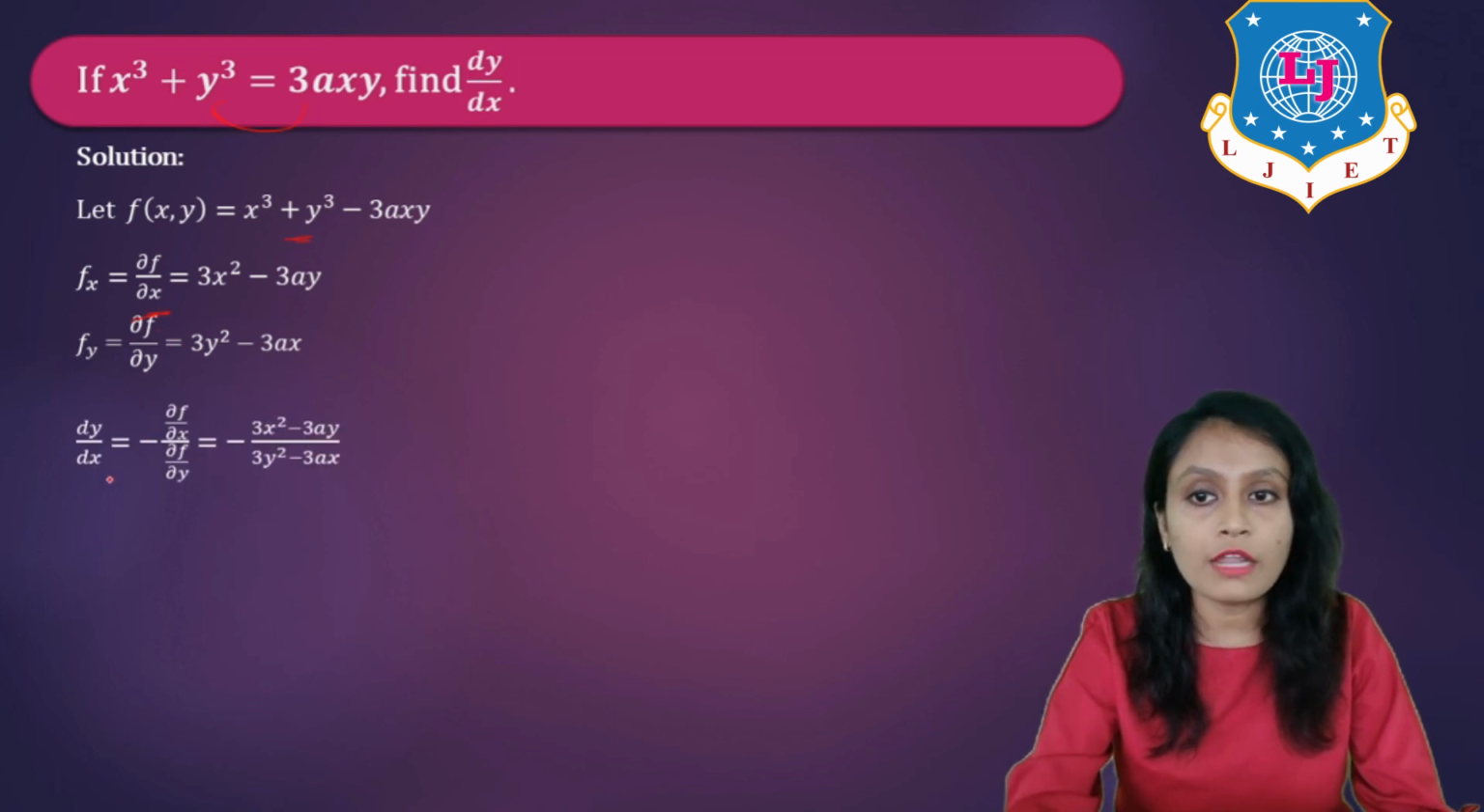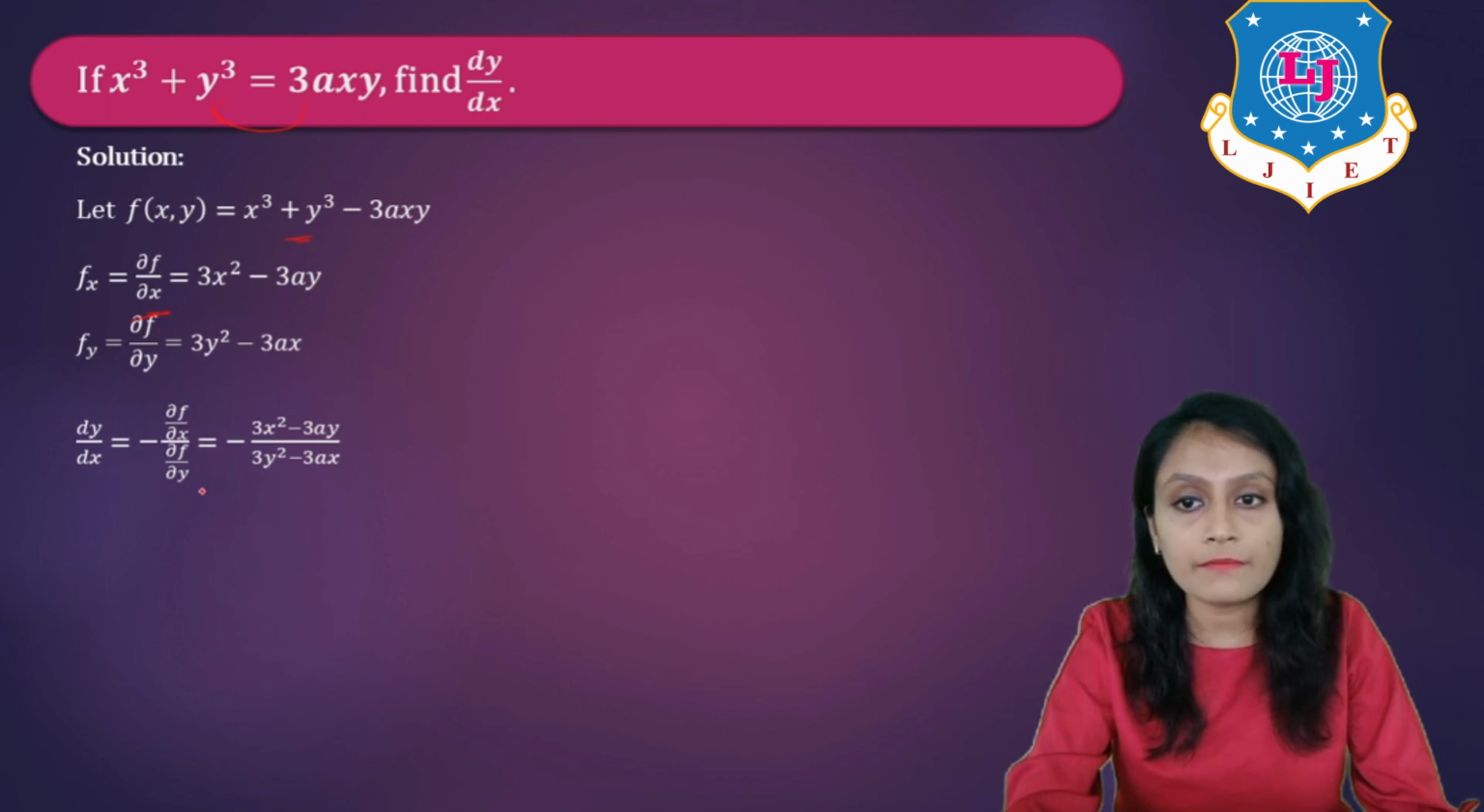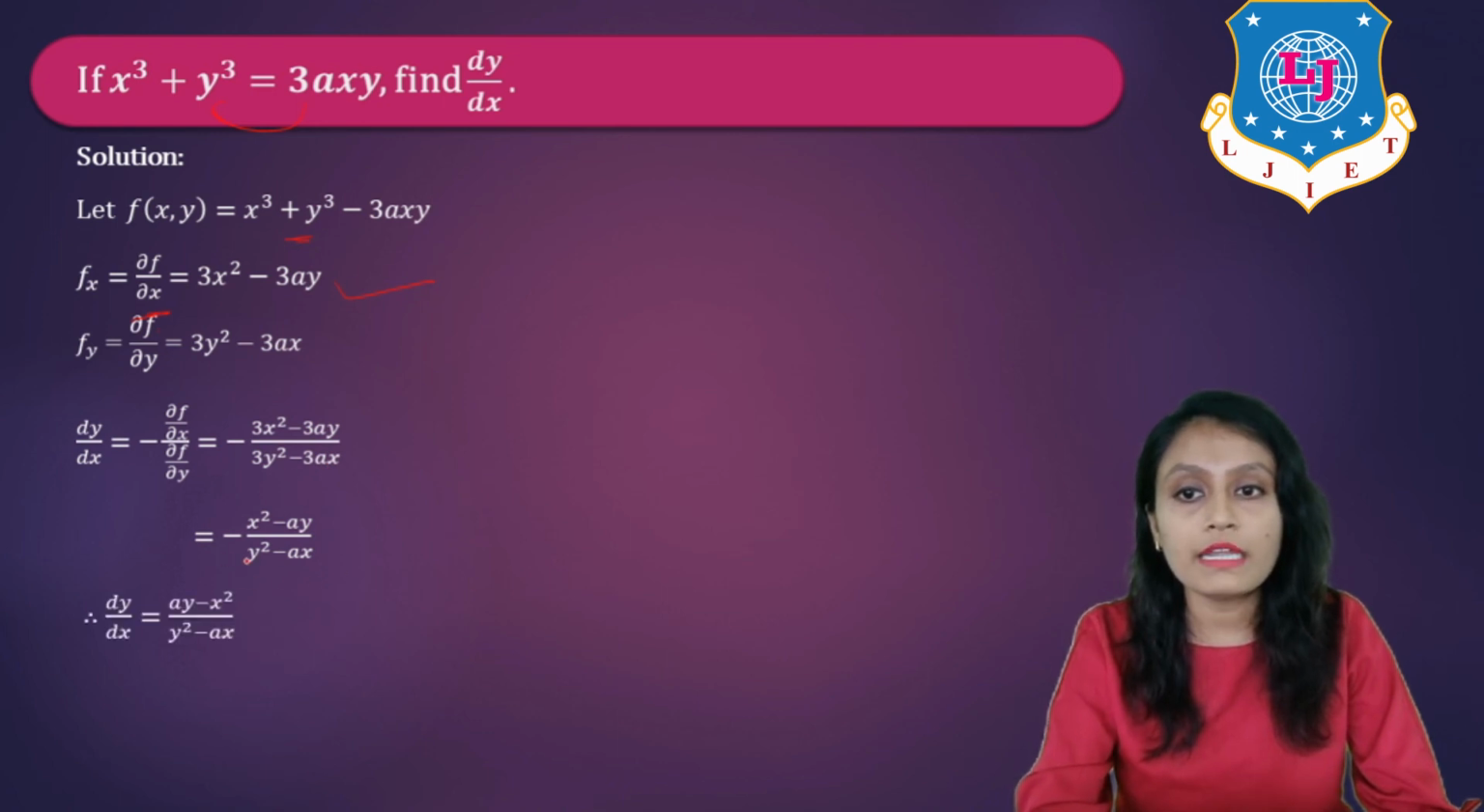Now the formula for implicit function is dy by dx equal to minus fx upon fy, which is equal to the answer of del f by del x, that is 3x square minus 3ay, upon del f by del y. Just substitute both the answers, then take 3 common and cancel out. Bring this minus inside, so the final answer for dy by dx is equal to ay minus x square upon y square minus ax.